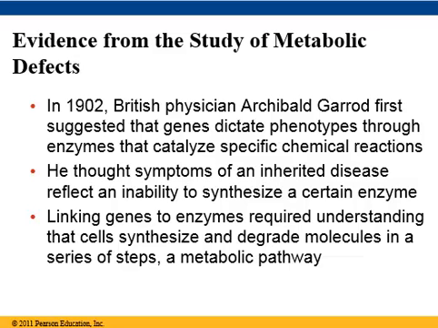In 1902, the British physician Archibald Garrod was the first to suggest that genes dictate phenotype through enzymes that catalyze specific chemical reactions in the cell. He speculated that a disease known as alkaptonuria was a rare inherited genetic disorder of phenylalanine and tyrosine. The problems in metabolism of those.